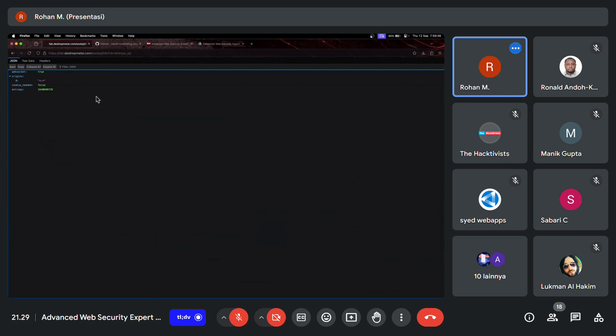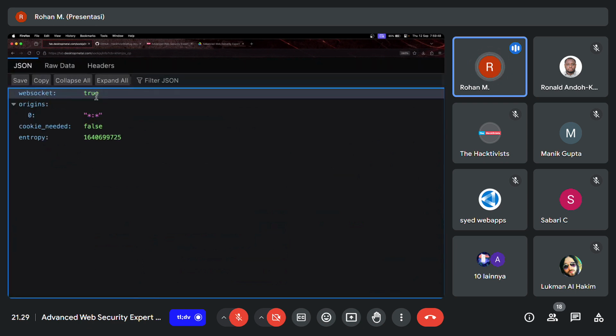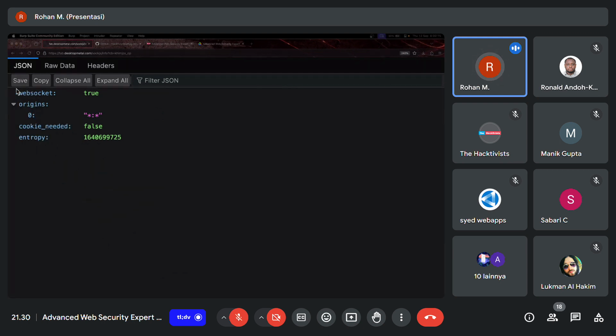For example, this is one of the applications, and on this application, while performing reconnaissance, while performing information gathering, I came to know that this is one of the endpoints that is responding with this JSON response. Now assume here that we are having some sensitive data here. So what we need to do is test for CORS here, whether cross origin resource sharing is happening here or not.